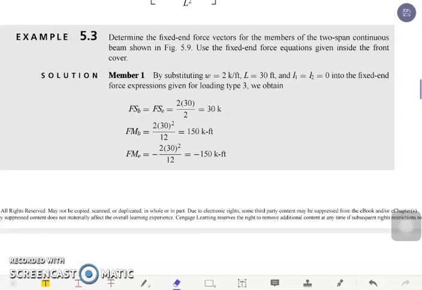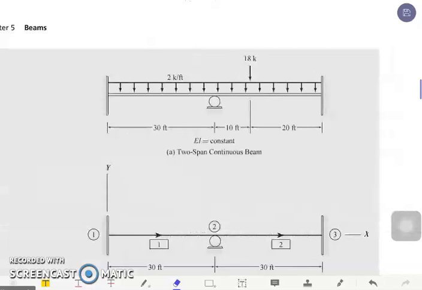Okay, for this sample problem, determine the fixed and force vectors for the members of the two-span continuous beam as shown in the figure. Use the fixed and force equations given inside the front as illustrated a while ago. So this is our figure. In our figure, this is a two-member beam, so we have member 1 and member 2.